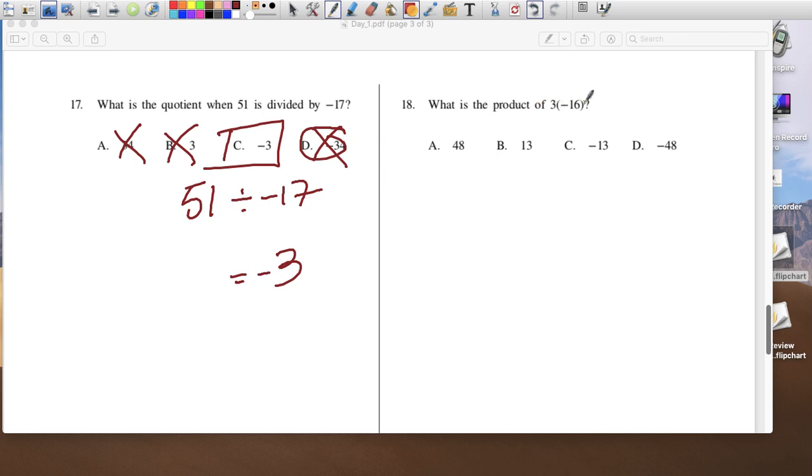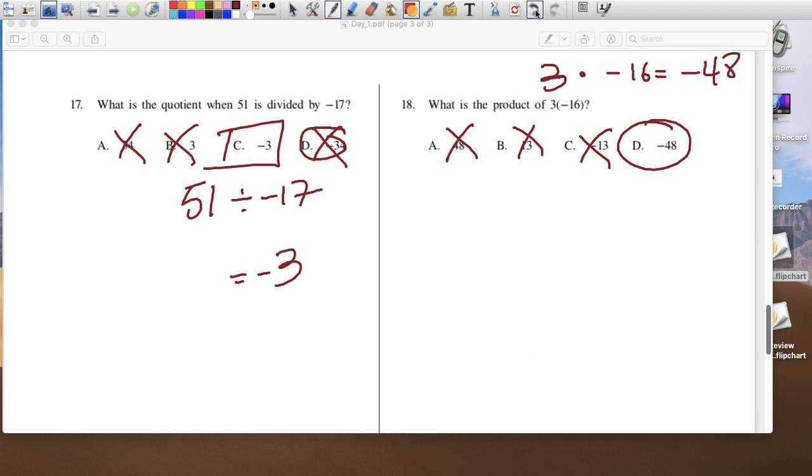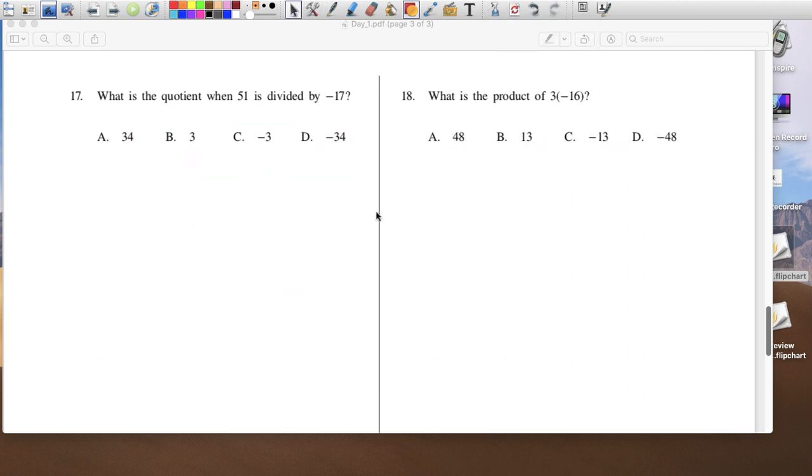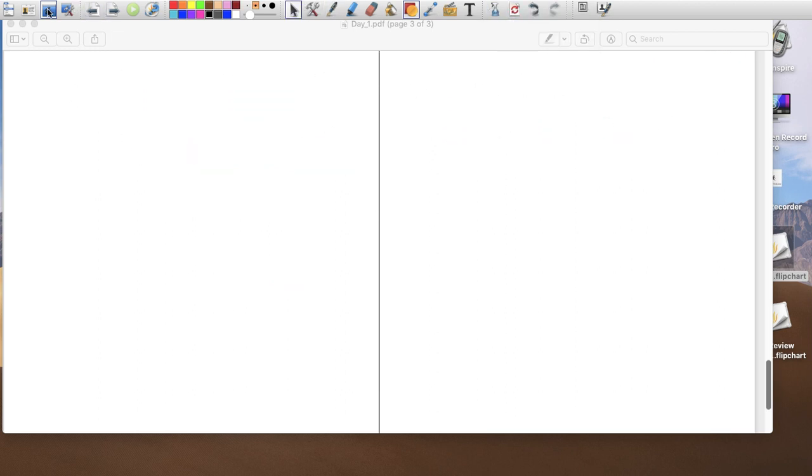Next, what's the product of 3 times negative 16? It's a positive 3 times a negative 16. So my answer is going to be negative because a positive times a negative is a negative. So if it's positive, garbage, garbage. 3 times negative 16, there's no way it's 13. And 3 times 16 is 16 plus 16 plus 16, but negative. So right there is our answer. Pretty simple. And that's it for day 1.